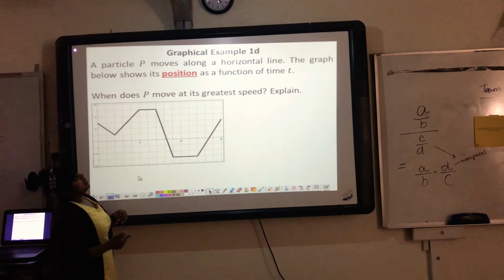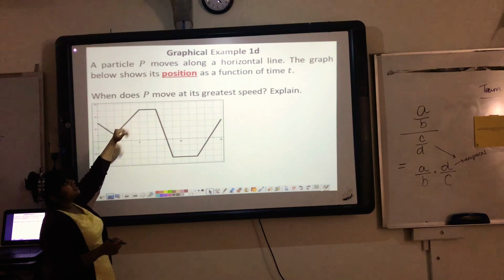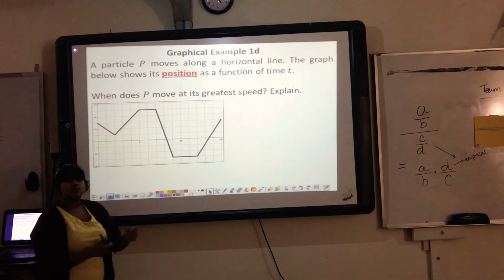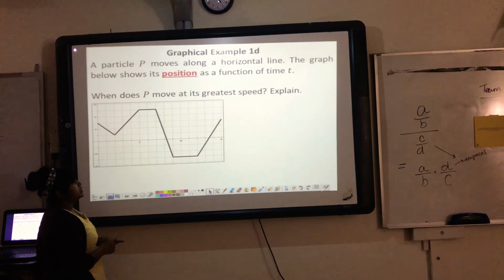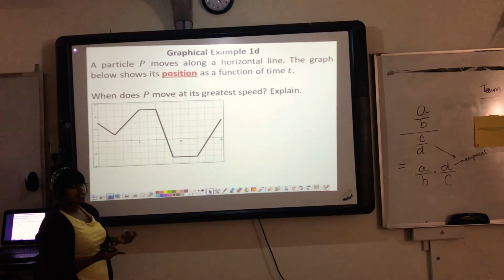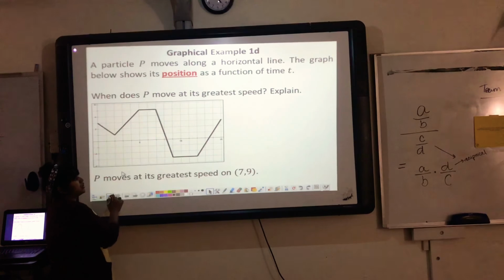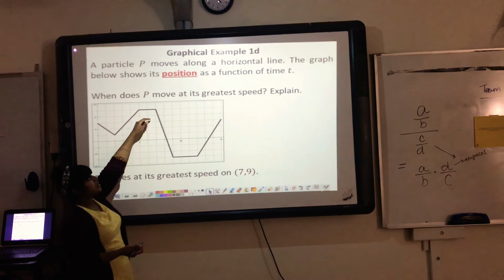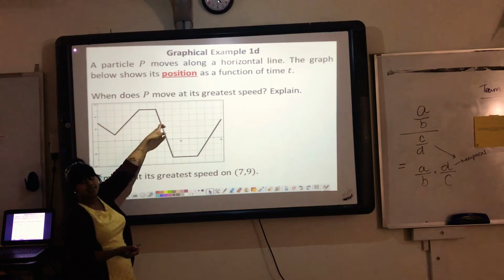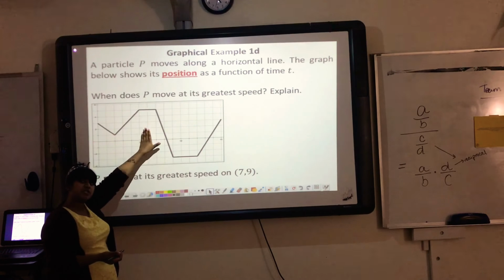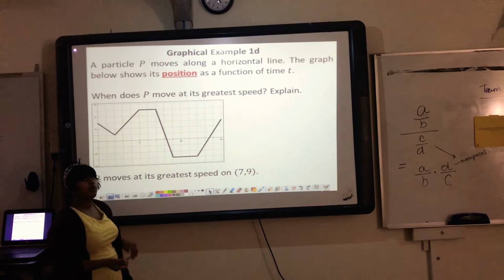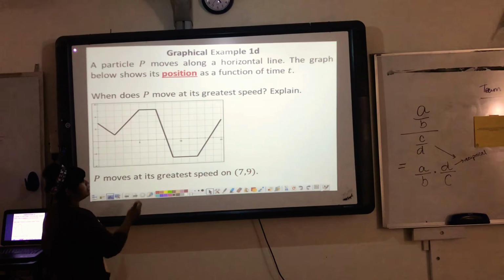It's fine. Final question regarding position. When does P move at its greatest speed? Okay, so this is an interesting question. Now we're talking about speed. Speed is the relationship between velocity and acceleration, but we actually know that its greatest speed is going to be from 7 to 9. Why? Because this is the steepest slope. So in the graph of position, its steepest slope is going to be its greatest speed.